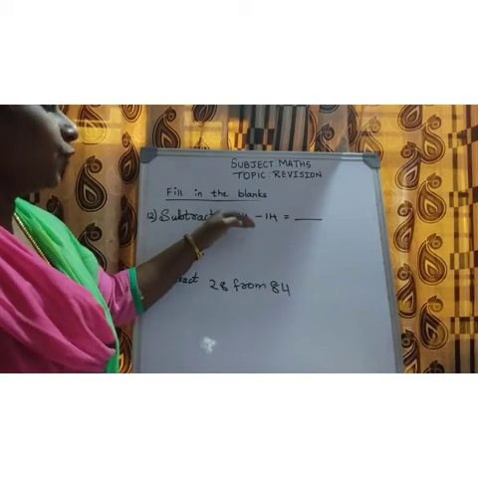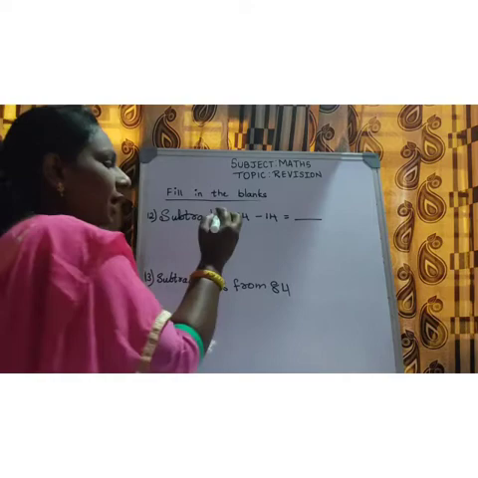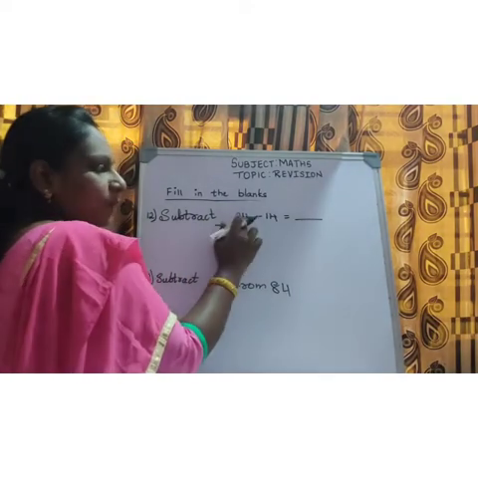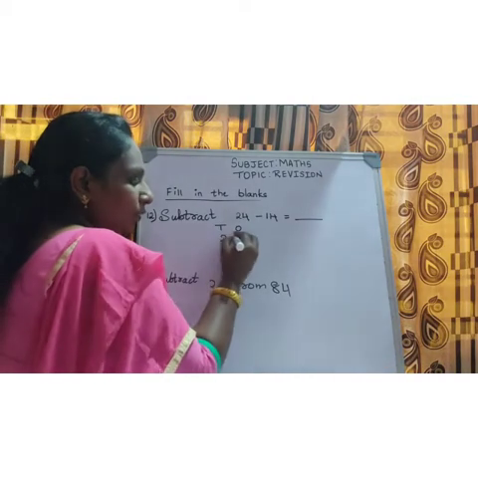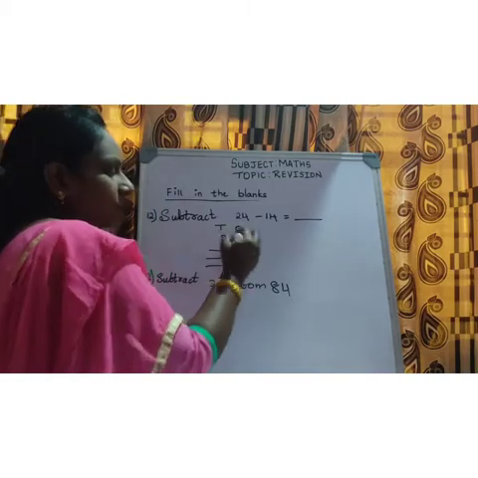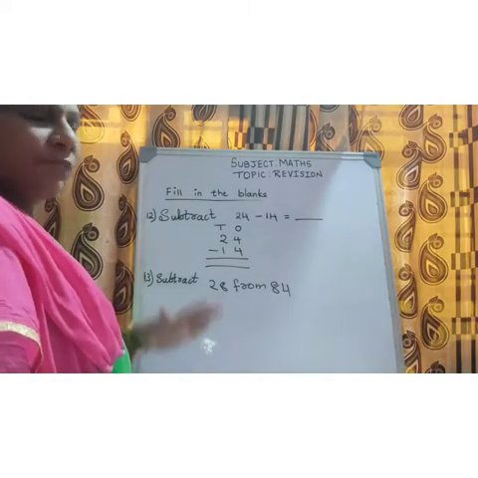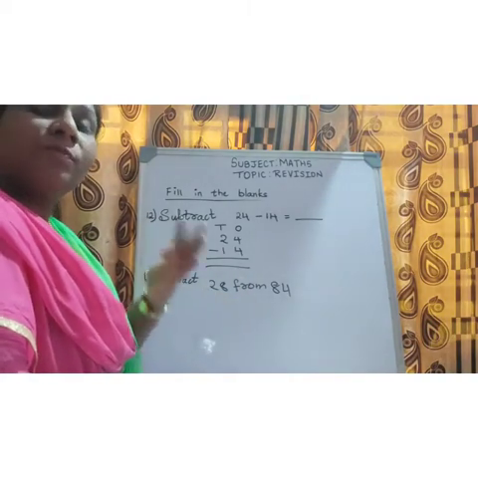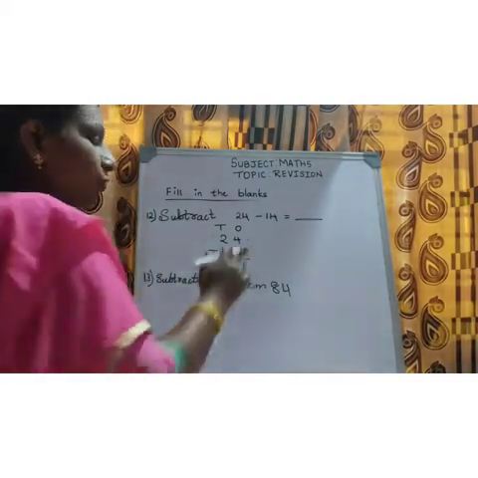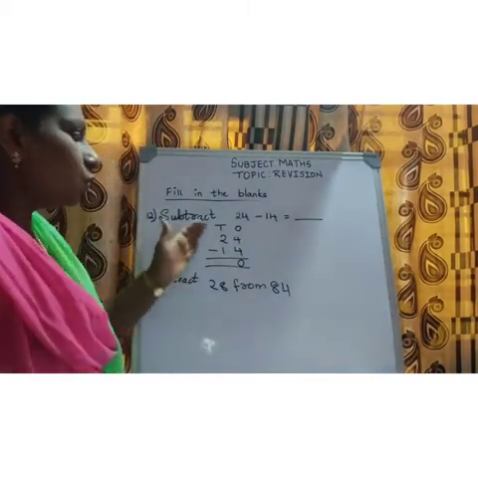Subtract 24 minus 14 equals dash. So first step what you have to do, arrange the numbers. So write tens, ones, first number. What is the first number? 24 minus 14. Okay. So now we will subtract, children. 4 minus 4 is equal to how much, children? When we subtract a number by the same number, what is the answer? The answer is 0. So 4 minus 4 is 0.